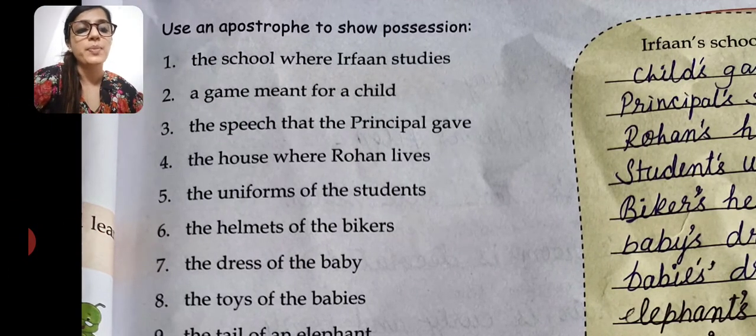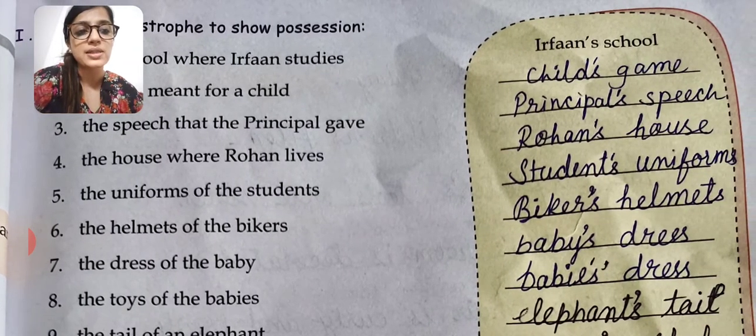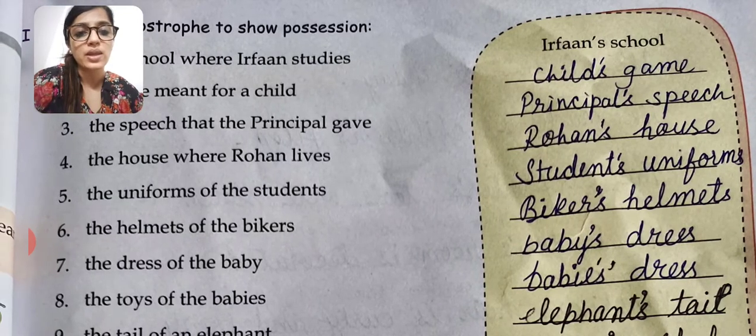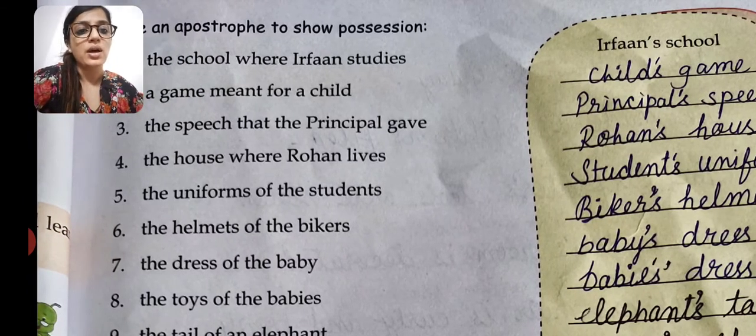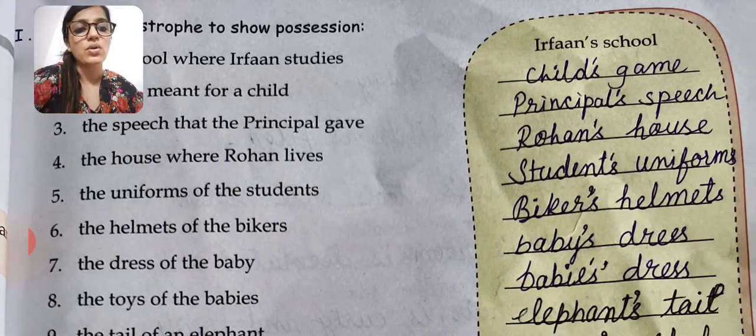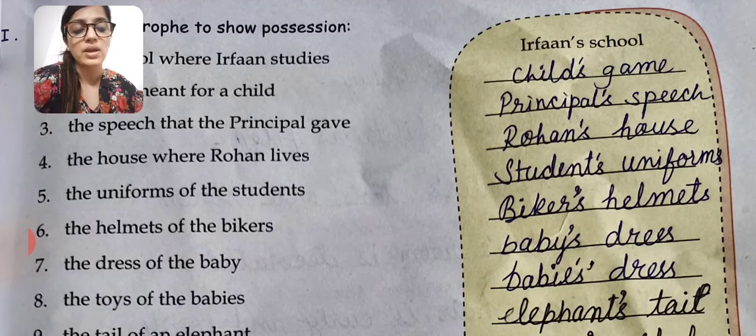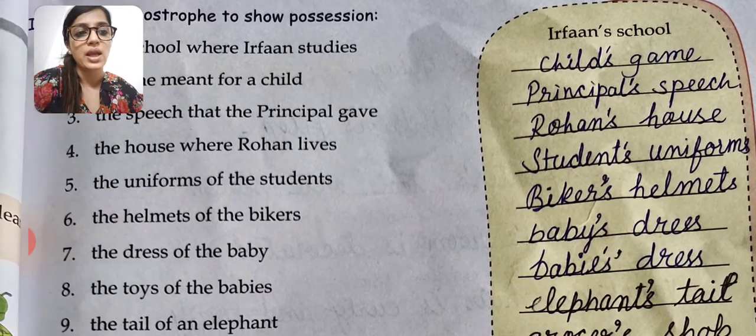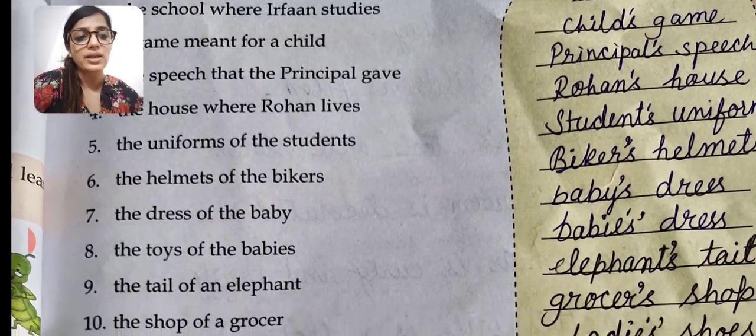The speech that the principal gave, principal's speech. So they are singular, so we are writing an apostrophe and then adding s. So principal's speech. The house where Rohan lives, so Rohan's house. So again we are using an apostrophe in between and then adding s. So like this we have to do.